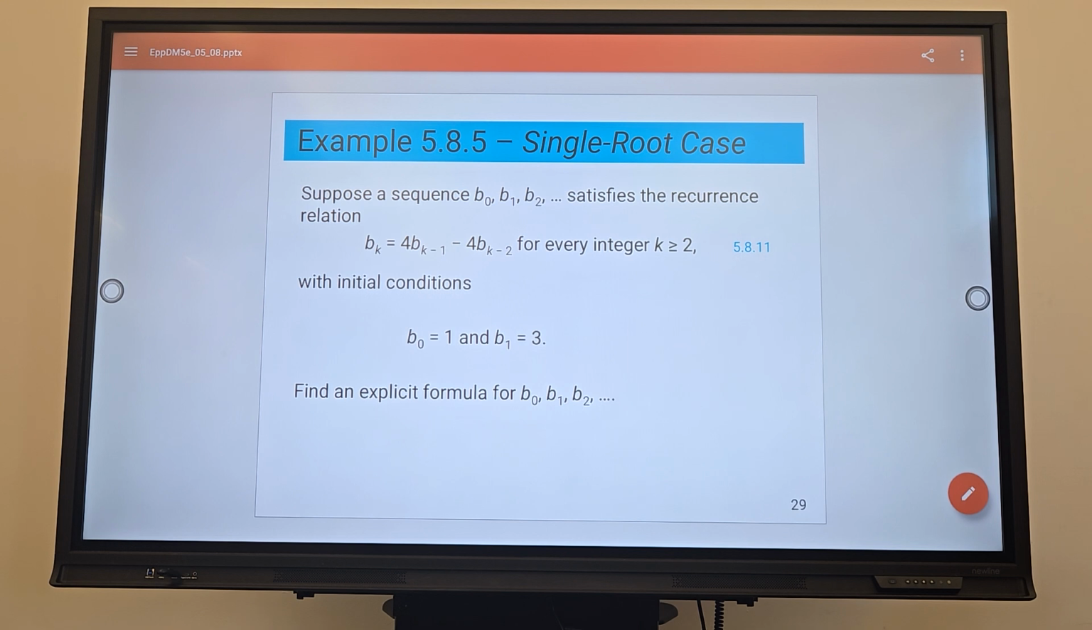Suppose the sequence b0, b1, etc. satisfies the recurrence relation b sub k equals 4b sub k minus 1 minus 4b sub k minus 2 for every integer k greater than or equal to 2, with the initial conditions b sub 0 is 1 and b sub 1 is 3. Find an explicit formula for the sequence B.